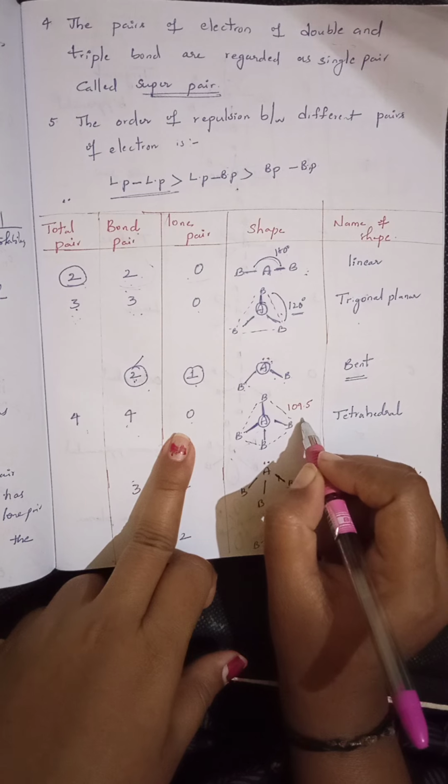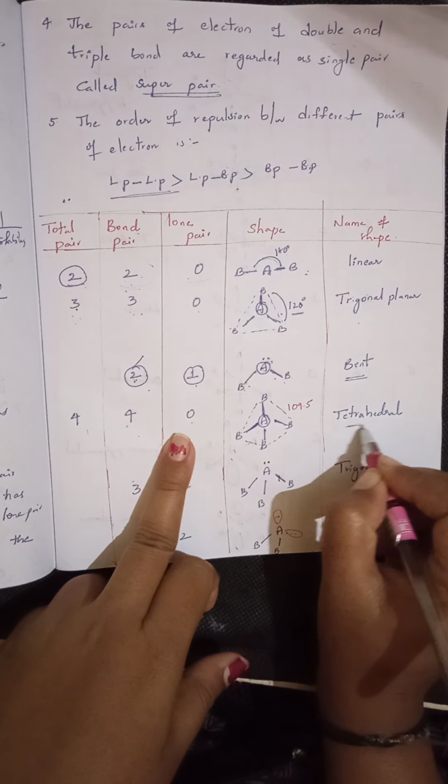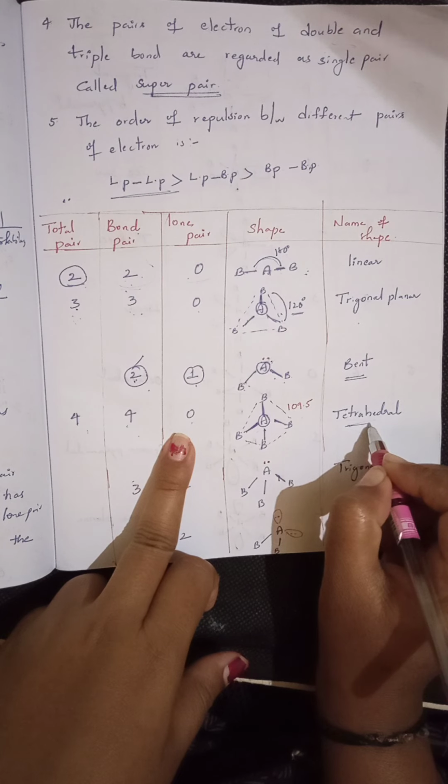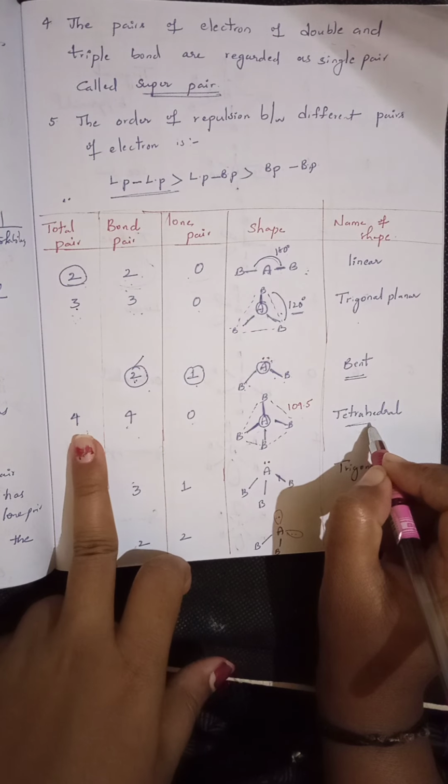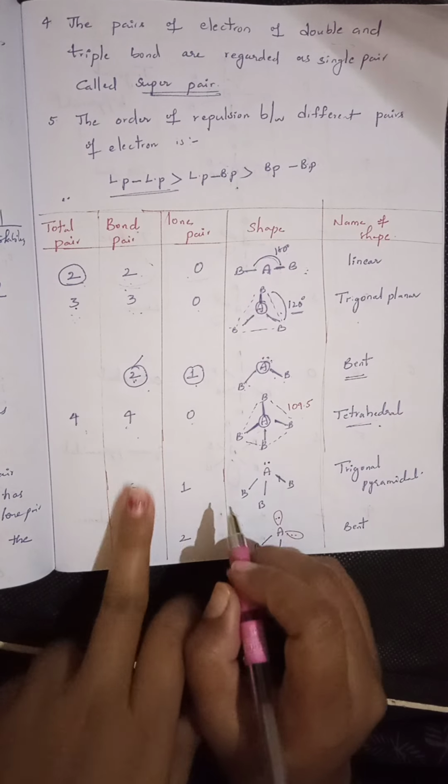Then the bond angle is 109 degrees 5 minutes, and the shape is said to be tetrahedral. With 4 total pairs of electrons, if bond pairs are 4, then the geometry is tetrahedral.